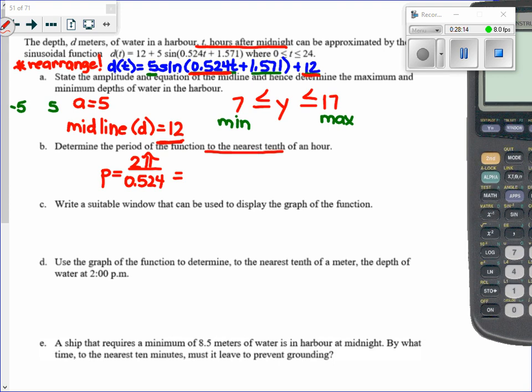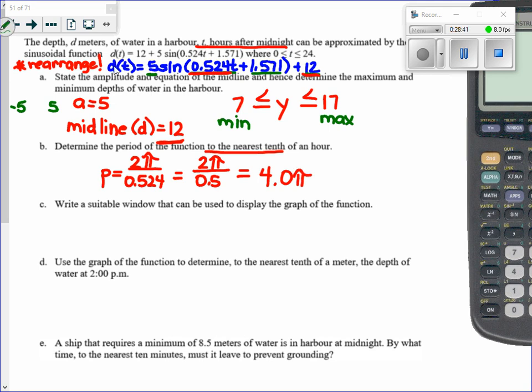Well, I'm just going to round that, because it wants it to the nearest tenth. So I'm going to round that to 0.5 instead of 0.524, okay? And 2 divided by 0.5 is actually 4. So to the nearest tenth of an hour, it would be 4.0, right? Okay, and that's pi. So 4 pi is my period.